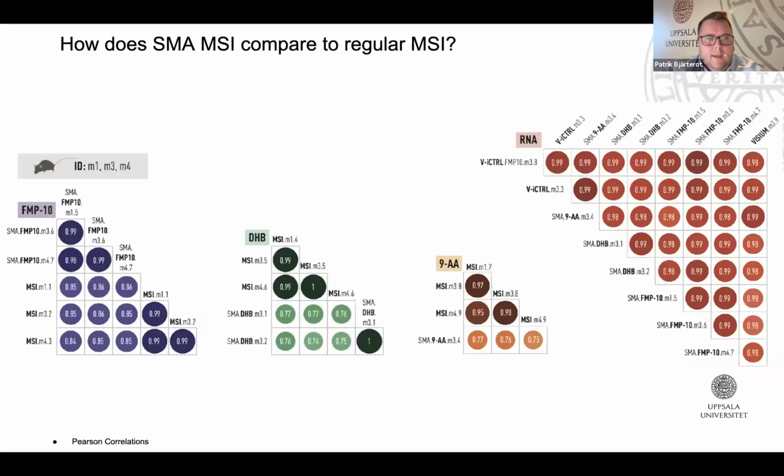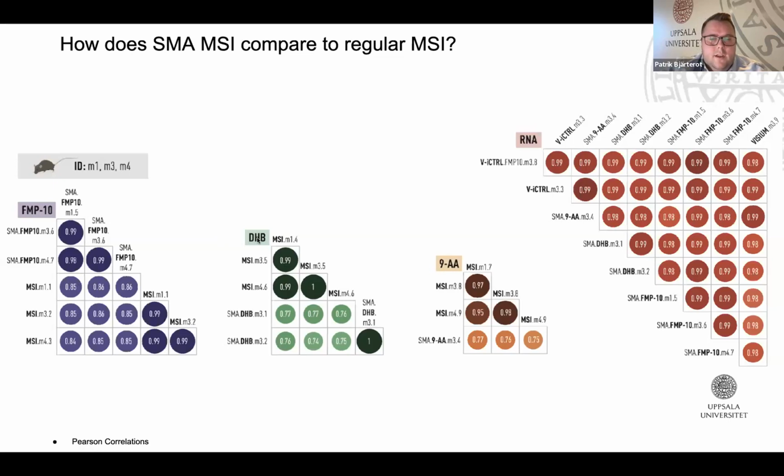So we wanted to put some numbers also to how well SMA MSI, so non-conductive glass slide MSI, compares to regular MSI, meaning ITO or conductive glass slides. And as we expected, similar glass slides, so SMA here we mean non-conductive glass slides, and MSI that we have down here is conductive glass slides. And so as we expected, we saw an almost perfect correlation between samples on the same type of glass. For FMP10, we saw about 0.85 Pearson correlation between conductive and non-conductive glasses.